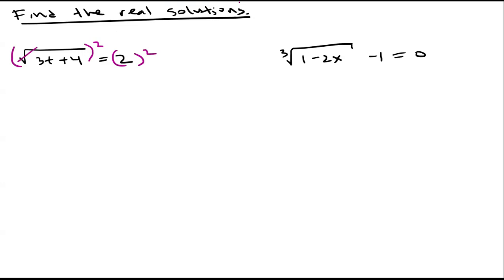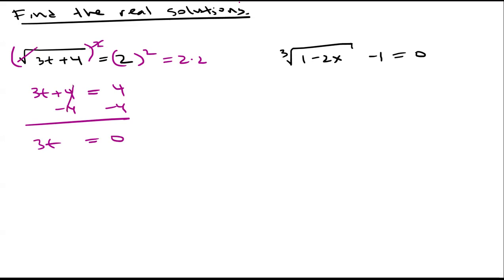So the radical and the 2 go away, leaving us with 3t plus 4, and 2 squared is going to give us 4, because this is saying 2 times 2. So we're going to subtract 4 on both sides, and we have 3t equals 0, because these will cancel and then these will cancel. Then we divide by 3. So 0 divided by any number besides 0 is going to give us 0.